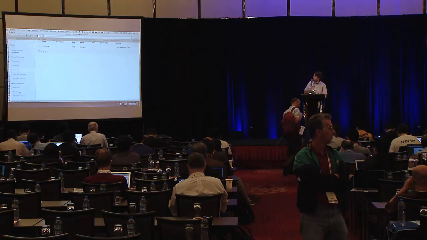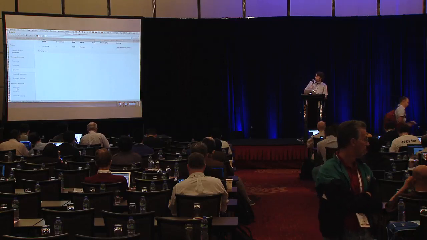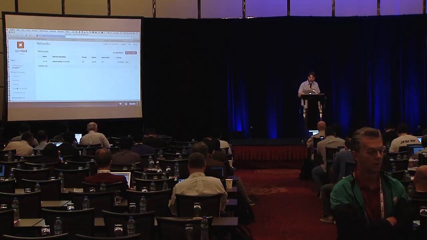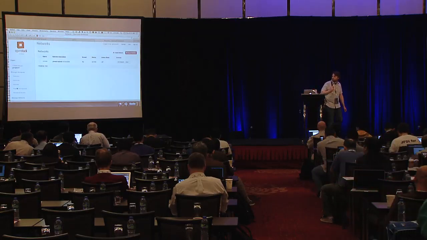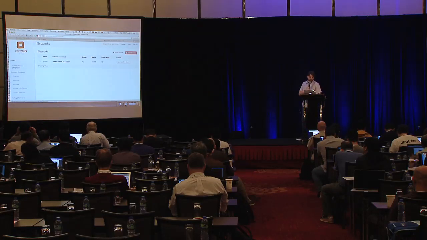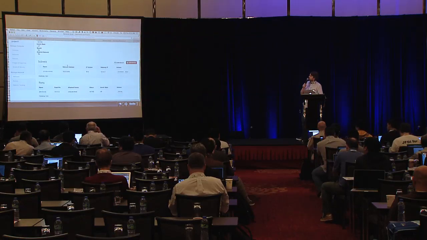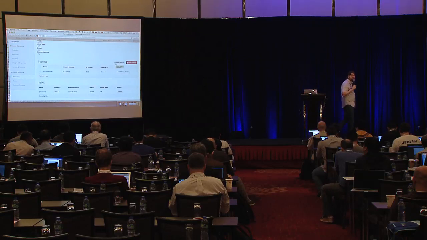Okay. Going to jump down a little bit to our network. So we created our network previously. We can see that here, our private network. We can also see the subnet on it. And if we click in on that network, we'll see those subnets. We can create additional subnets on that network. We can create additional networks.